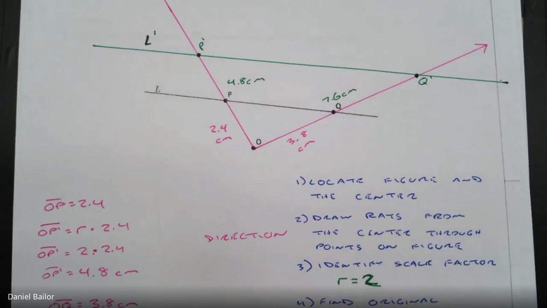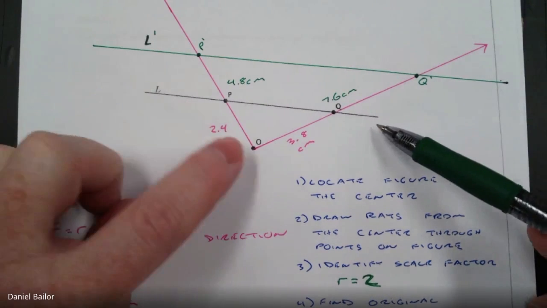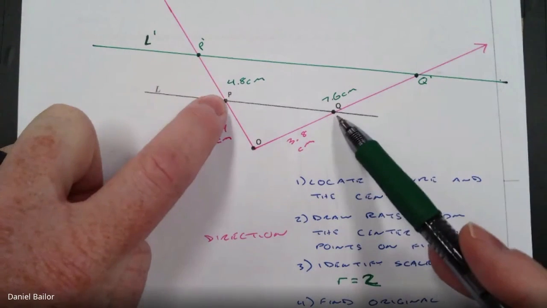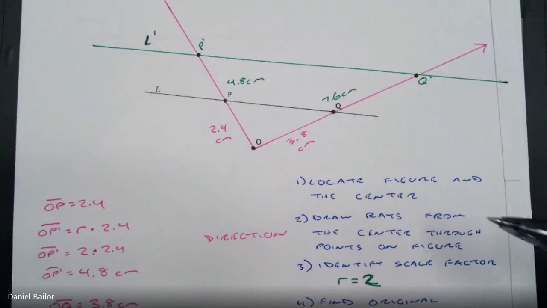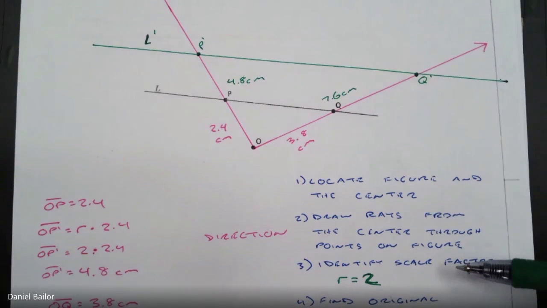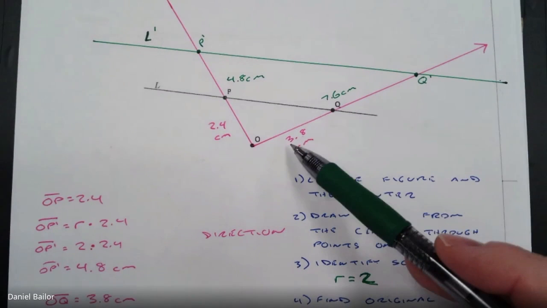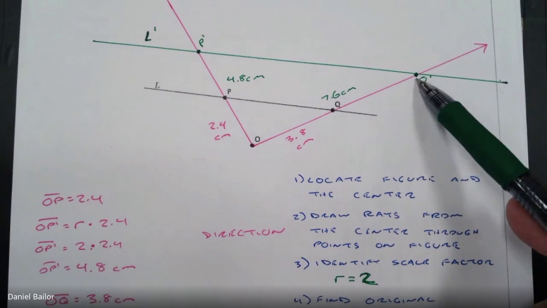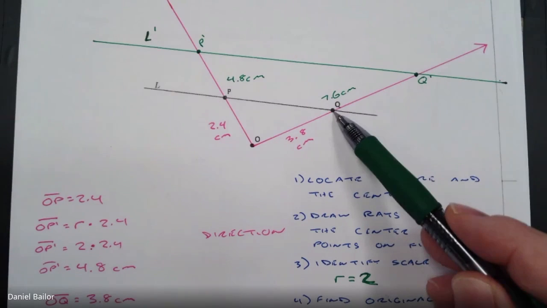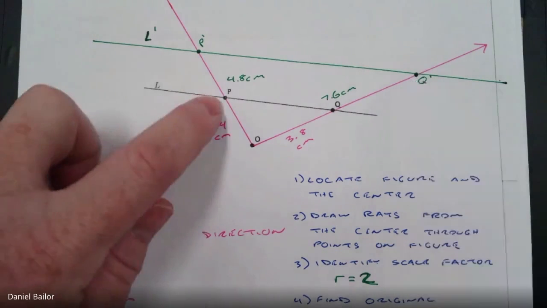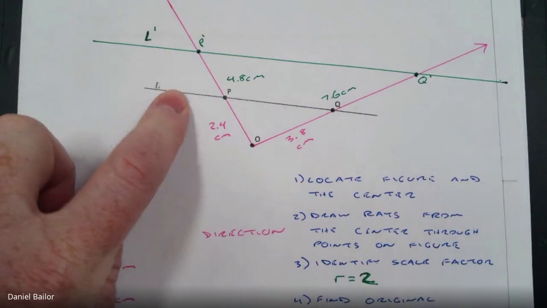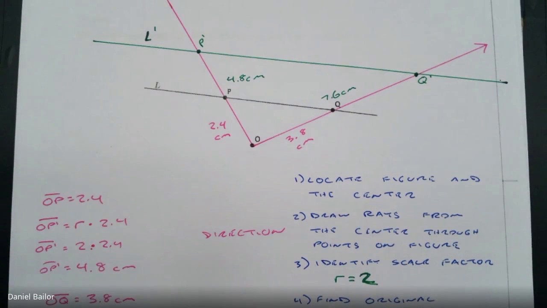We find what we're dilating, the line, we find the center, we draw rays connecting some points, we find the scale factor, and then we multiply the original by the scale factor to find where the points move to. So Q gets multiplied by 2 and moves up here. P gets multiplied by 2, moves up here. And then we connect them, and that's the new line. So we dilate by moving points.